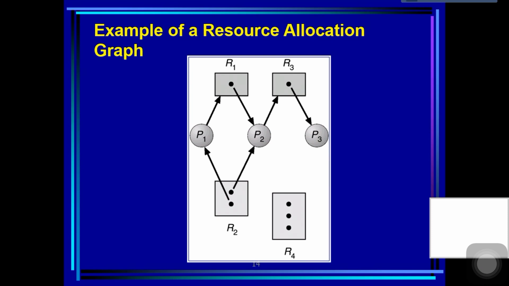A directed edge Pi to Rj is called a request edge. A directed edge Rj to Pi is called an assignment edge. So look at this picture. That means resource R1 is allocated to P2, one instance, and process P2 is requesting one instance of resource R3. Okay.